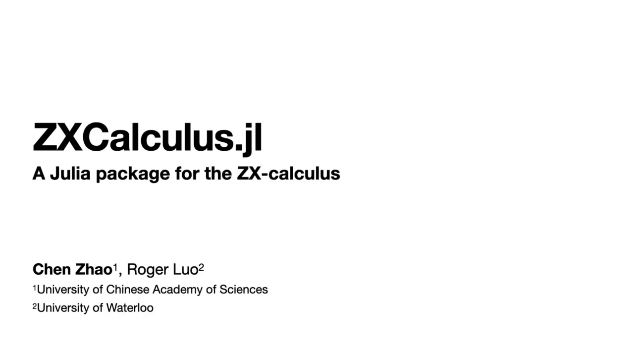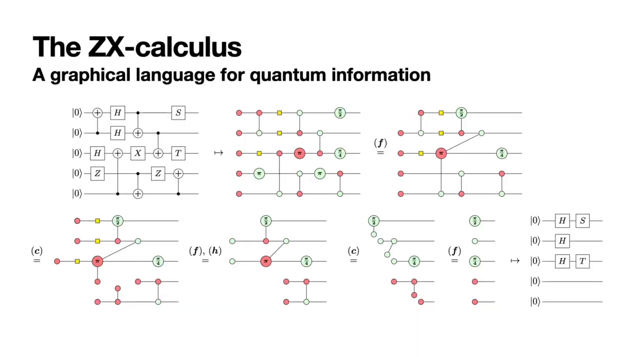In this talk, I will briefly introduce a Julia package for the ZXCalculus, ZXCalculus.jl. So what is the ZXCalculus? It is a graphical language for quantum information. For example, we can use the ZXCalculus for simplifying quantum circuits. In the ZXCalculus, we will do graphical calculus on ZX diagrams.